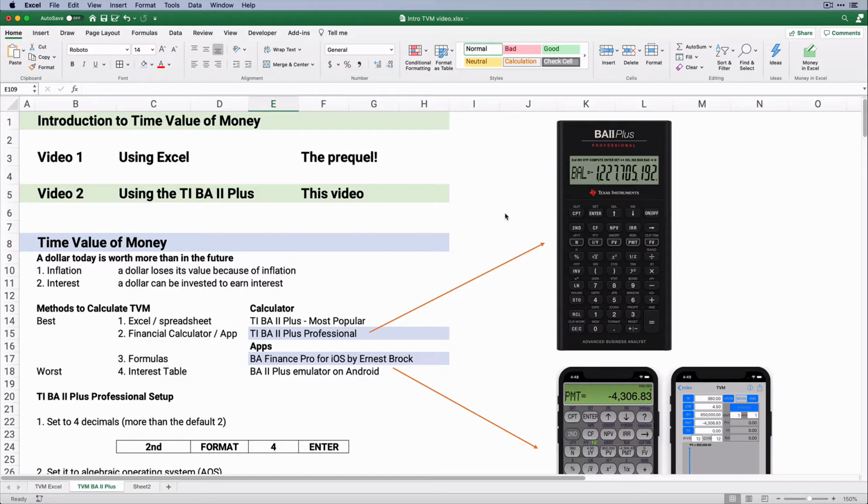Hello and welcome. Today we're working on time value of money, the introduction, how to do exercises using the calculator, the Texas Instruments BA2 Plus. Now, the preceding video was all about using Excel for these calculations, so I'm using the same spreadsheet, the same exercises. So if you watch that first one, you'll know how to do it on Excel. You watch this one, you can do it on your calculator.